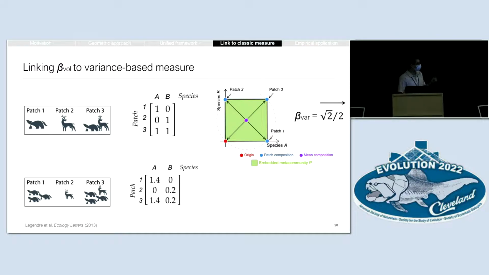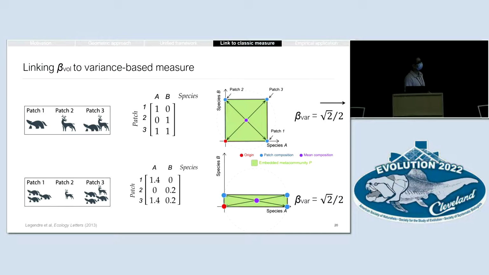And let's look at another example of a metacommunity. So here, we actually have identical patch compositions. However, species A is always 7 times more abundant than species B. And in this case, the embedded geometric object looks something like this. And we can also prove that the beta variance measured by the distance to the mean composition is still going to be the square root of 2 over 2.